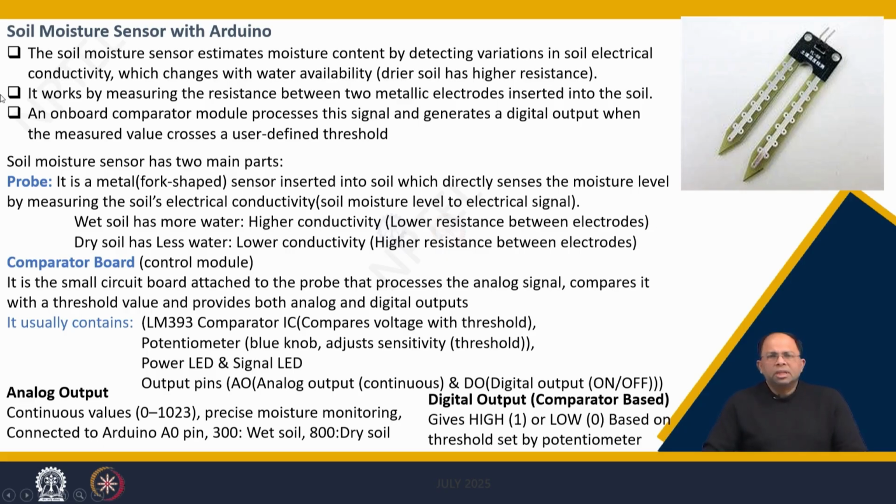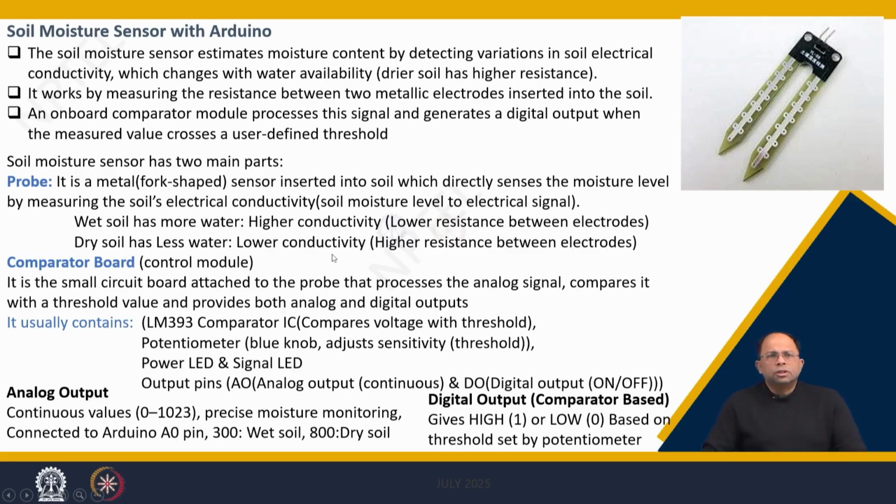So the moisture sensor has two parts. One is, of course, the probe. It is this metal fork-shaped sensor inserted into the soil, and this senses the moisture level and measures the soil's electrical conductivity, so it is converting the soil's moisture level to an electrical signal. Wet soil has more water, so it has higher conductivity. That means there will be lower resistance between the electrodes. Dry soil has less water, so it has lower conductivity, so it will show higher resistance between the electrodes.